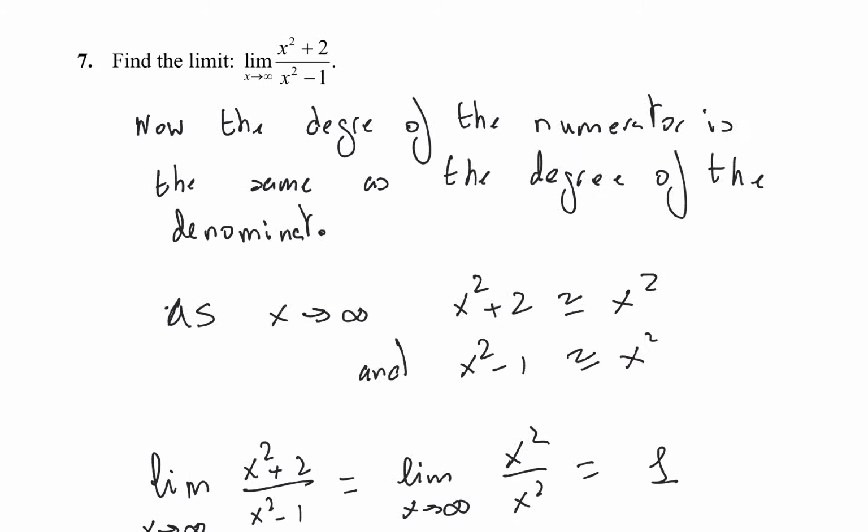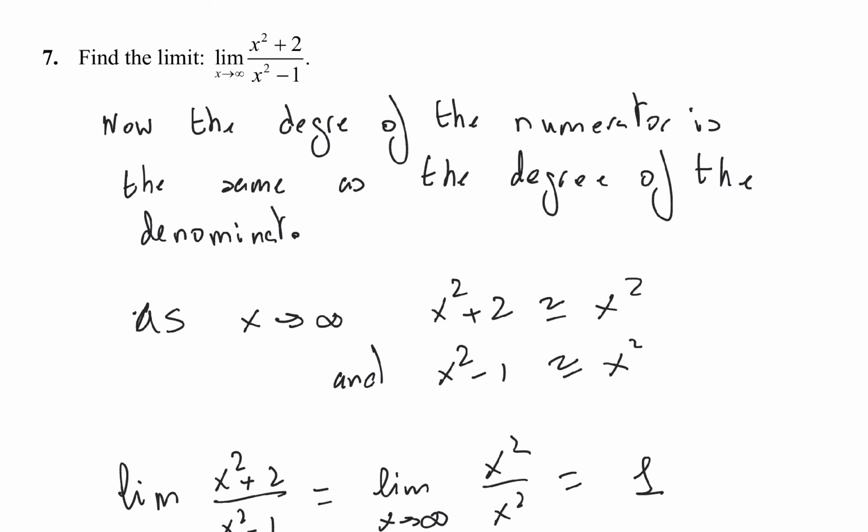Problem 7. In problem 7, find the limit of this expression, x squared plus 2 divided by x squared minus 1, as x tends to infinity. Now the degree of the numerator is the same as the degree of the denominator, degree 2 in the numerator, degree 2 in the denominator. To what will the quotient of the two functions go?